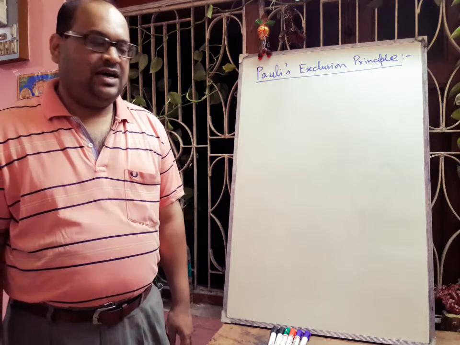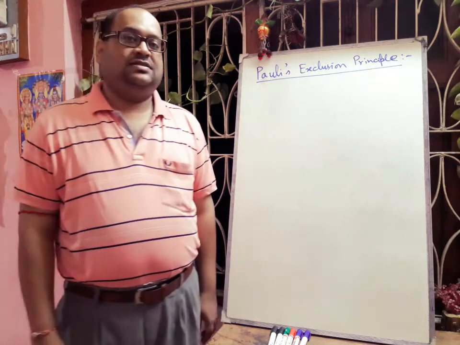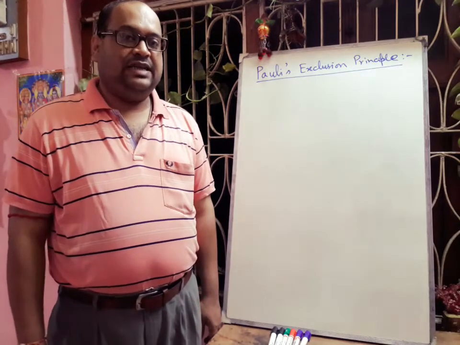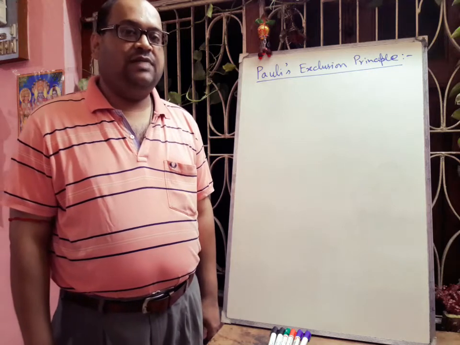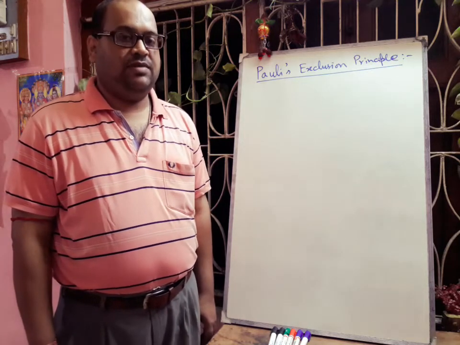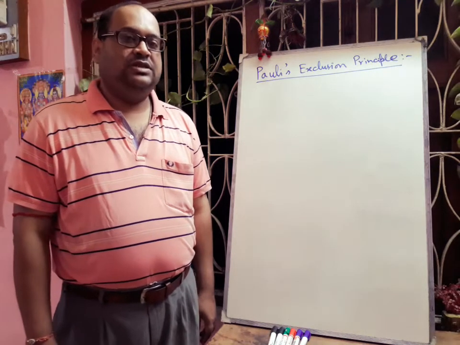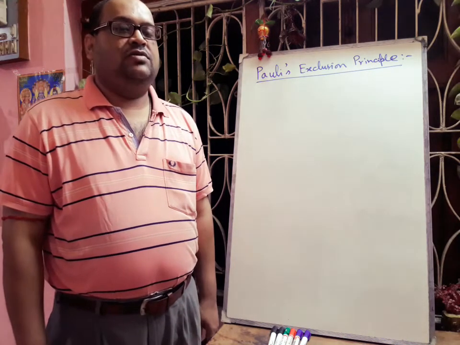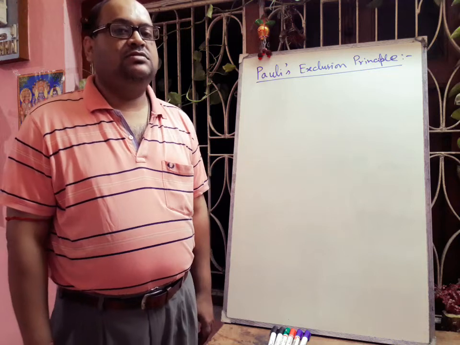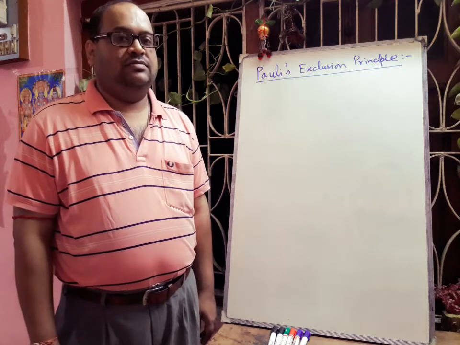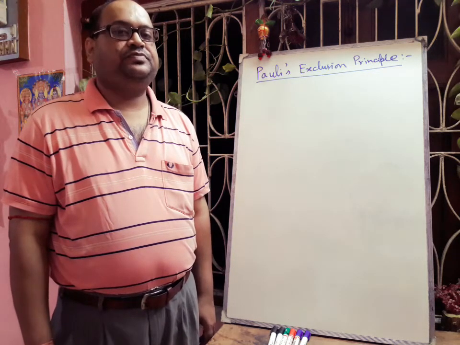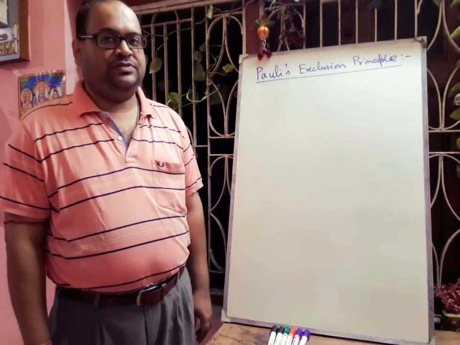In my last class, I discussed that to address an electron or to locate an electron in three-dimensional position, we need four quantum numbers: N, L, M, S. And we also discussed the maximum number of electrons in each shell, that is 2n square.